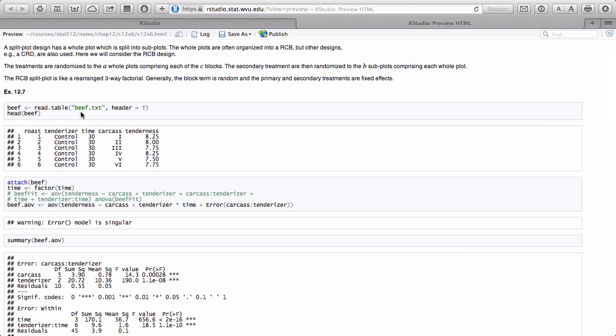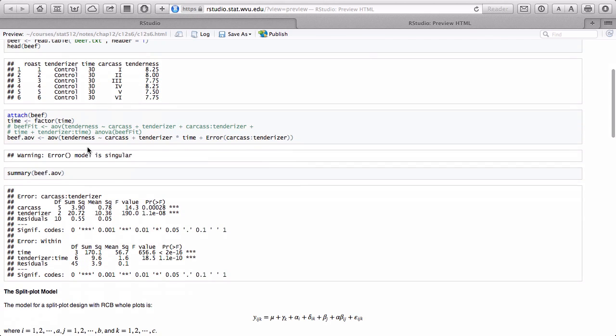Now you notice that time is going to be numeric. It's actually right justified, and so that's numeric as far as we know now. So we're going to make it into a factor because there are really just 4 levels of time. And then we're ready to run the model.